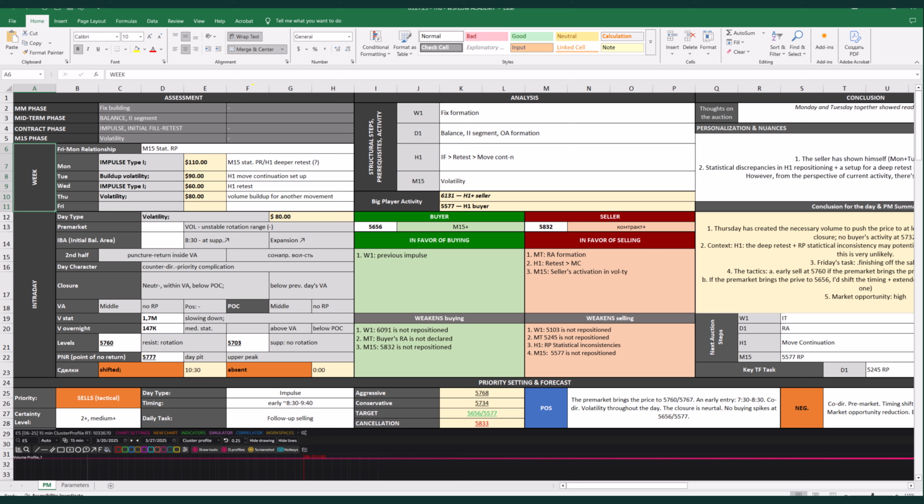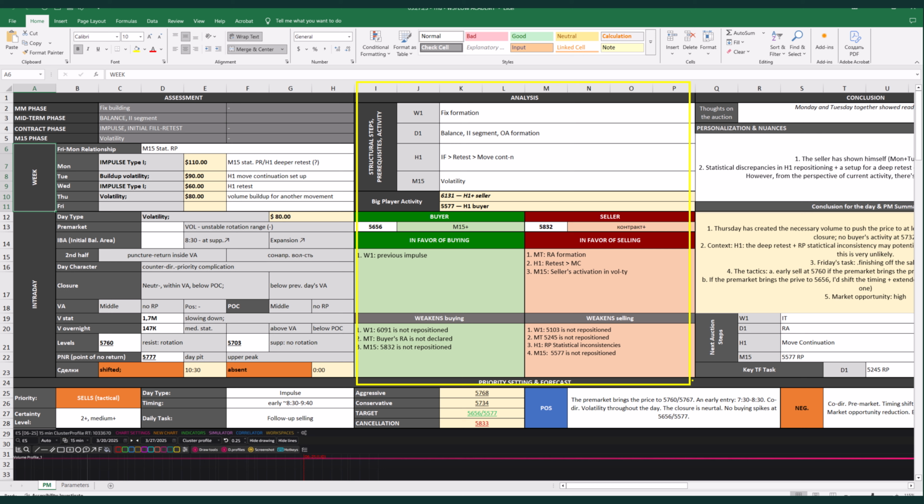Now, pay attention to this part. Analysis. Not paralysis, just analysis. So yeah, step 2 is analysis. When we have assessed everything, we dig deeper. We analyze the current market activity and align it with the higher time frames, okay?